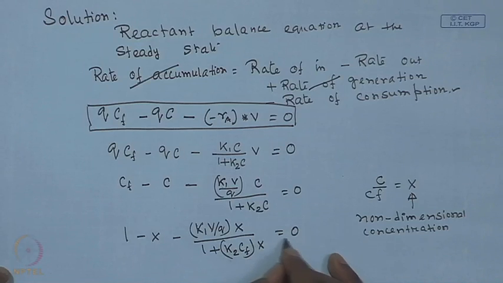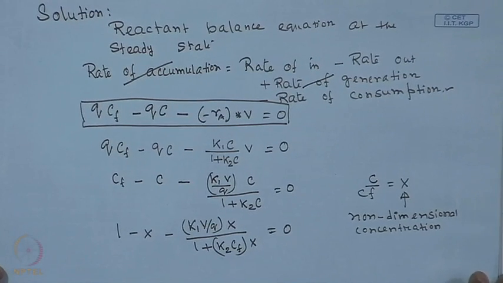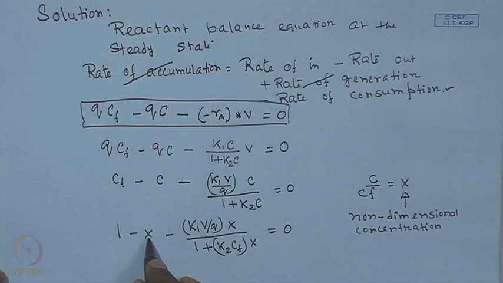If you look into this equation, the first term is non-dimensional, the second term is non-dimensional, and the third term consists of two parts, numerator and denominator. If you look into the dimensions of K1, V and Q, V by Q is nothing but a unit of second, and K1 will have a unit of second inverse. So, this will be non-dimensional, X is non-dimensional. Therefore, the denominator has to be non-dimensional, that means K2 times Cf, which has a unit of concentration inverse, so K2 times Cf will again be a non-dimensional quantity.